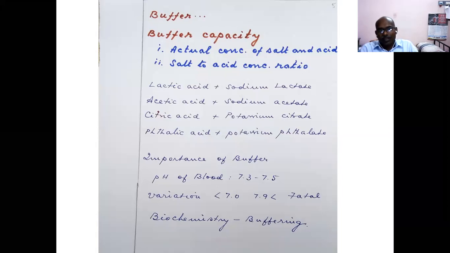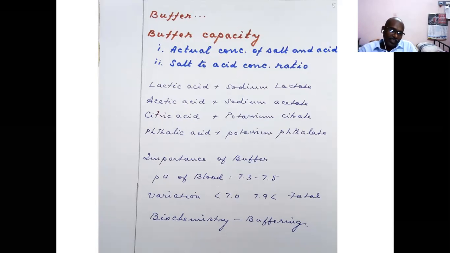So I have given a few buffers. Lactic acid plus sodium lactate is a buffer. Acetic acid plus sodium acetate is a buffer. Citric acid plus potassium citrate is a buffer. Phthalic acid plus potassium phthalate is a buffer. Similarly, ammonium hydroxide plus ammonium chloride is a buffer. So a weak base with its salt or a weak acid with its salt, they are called buffers.